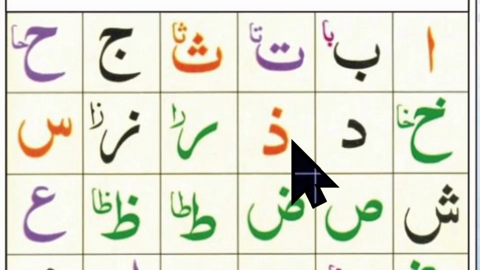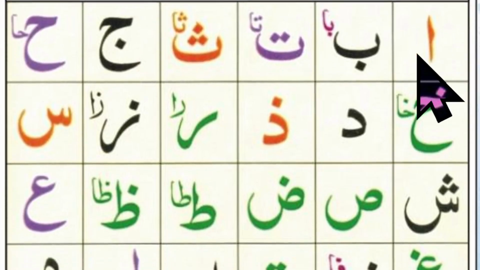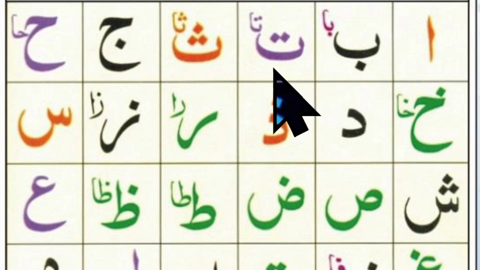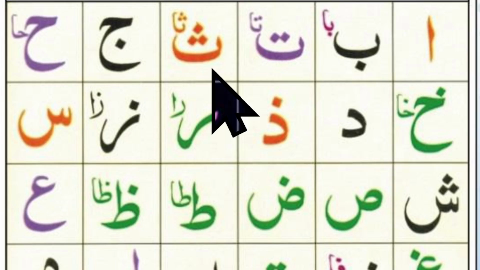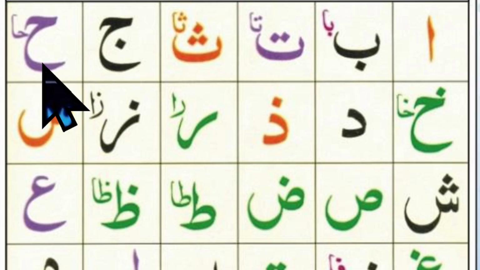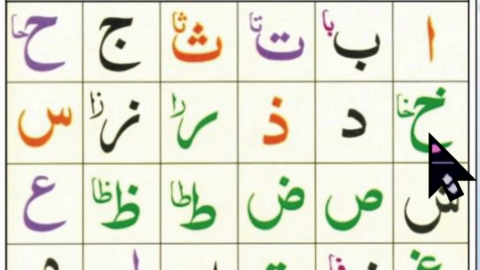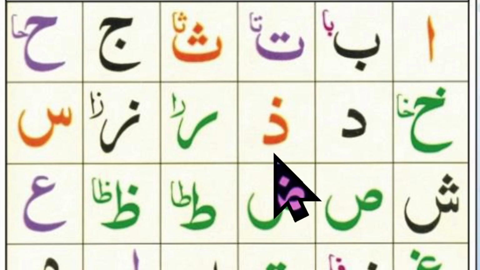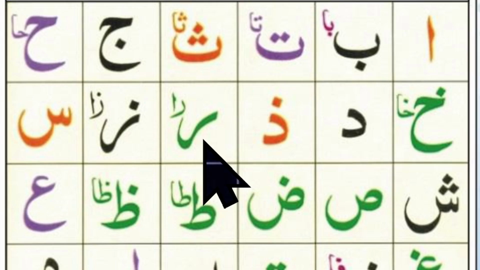Okay, let's repeat one more time, only the sounds. Alif, Ba, Ta, Sa, Jeem, Ha, Kha, Dal, Thal, Ra.